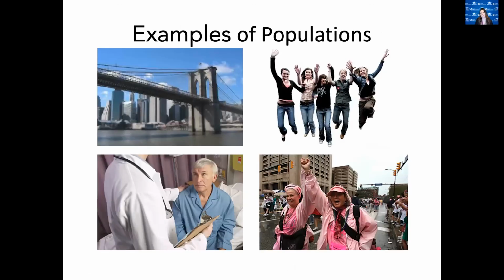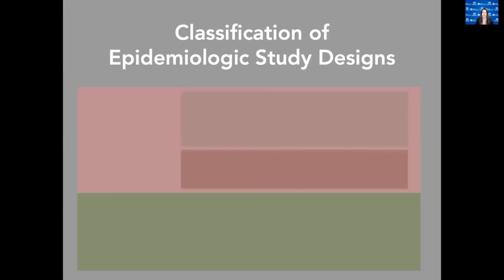So examples of some populations that we might be interested in, this is to represent the population of Brooklyn. We may be interested in studying something in a sample of students. We may be interested in studying a disease and exposures in a hospitalized population. Or we also may be interested in studying a disease-specific group. So in this case, maybe we're interested in doing a study of breast cancer survivors. So those are just some examples of populations that we might be interested in.